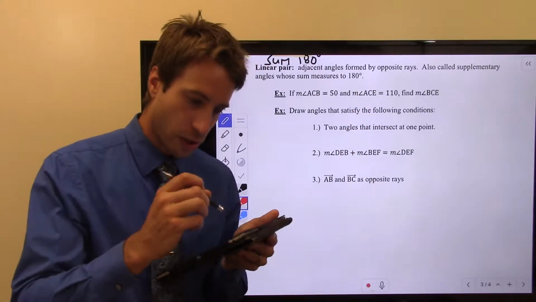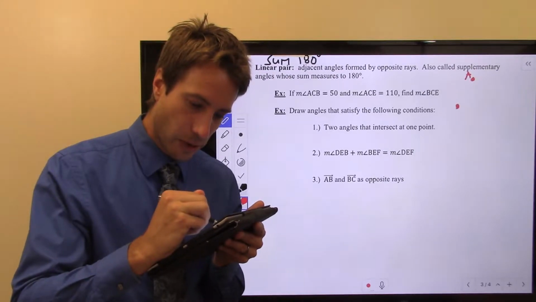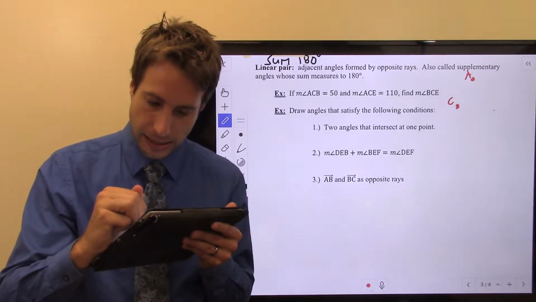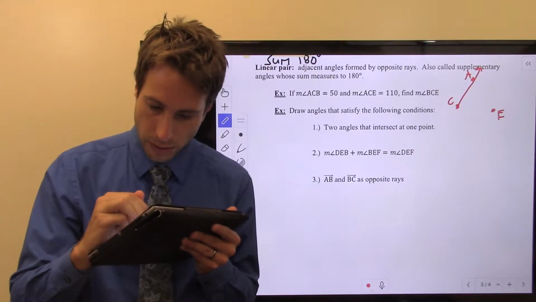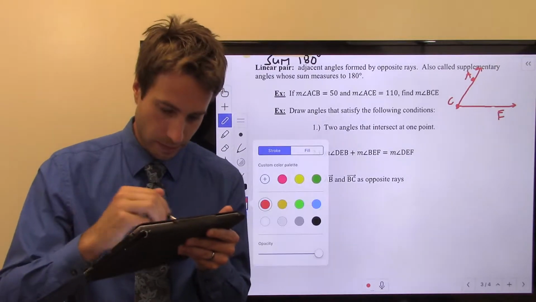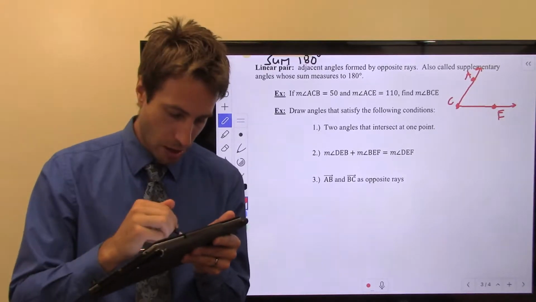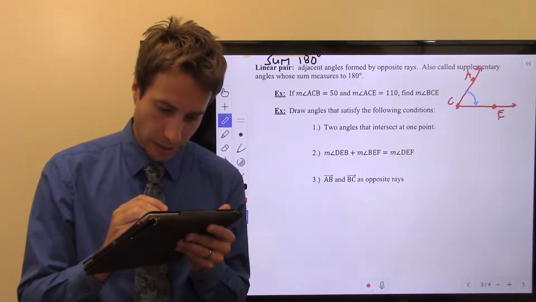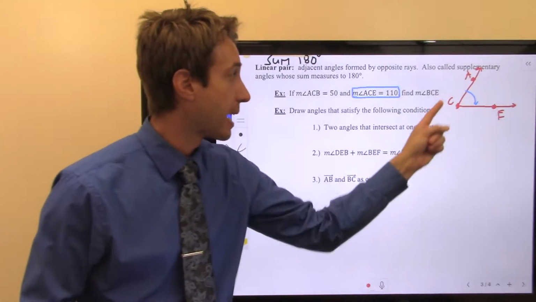That's my biggest one, so we're going to go A, C is the middle letter, the middle point, so that tells me it's the vertex, A, C, E. Okay, out there. So here's my... Oh, I missed it. There we go. All right, and we're given that measure right there. It measures 110. All right, so there's ACE.